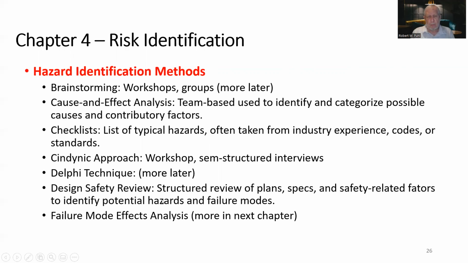Brainstorming: workshops, groups. We're going to go into that later. Cause and effect analysis: team-based, used to identify and categorize possible causes and contributory factors. Checklist: a list of typical hazards, often taken from industry experience, codes, or standards. Remember those lists showing the three different organizations and all the things they had? The only thing that was common out of 31 was checklist. I find that kind of odd.